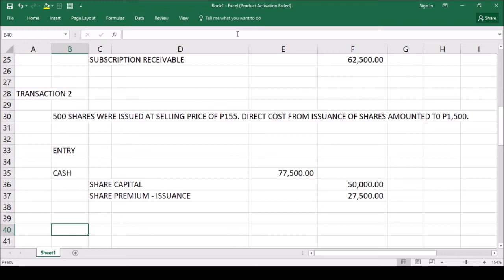Ano po ibig sabihin nun? Kung meron pong share premium on the issuance of the shares, dapat i-absorb ng share premium issuance yung direct cost. Pero, pag after i-absorb ng share premium issuance yung direct cost from issuance of the shares, yung kakulangan or yung hindi kaya i-absorb ng share premium on the issuance of the shares shall be recognized as expense immediately.